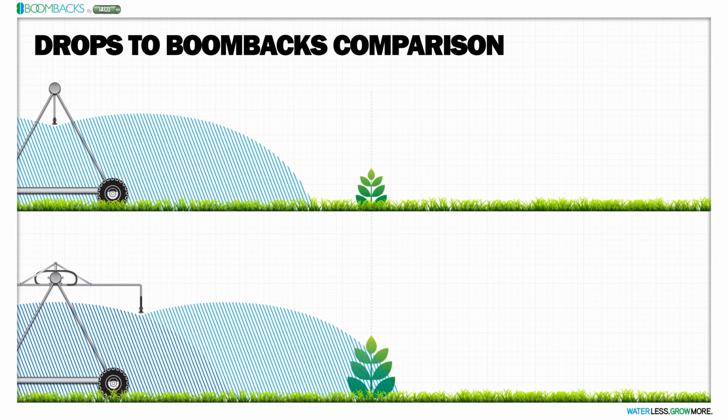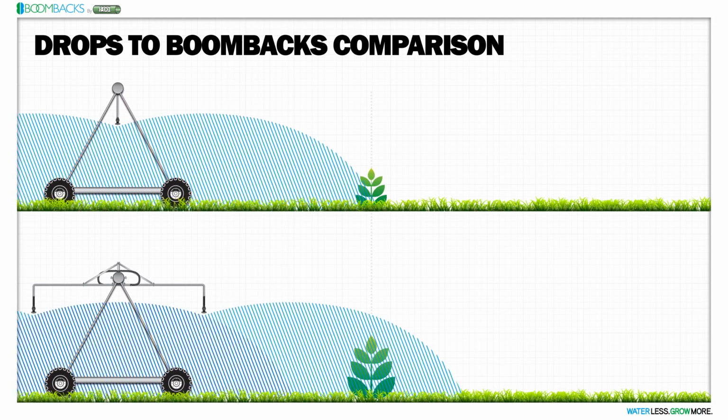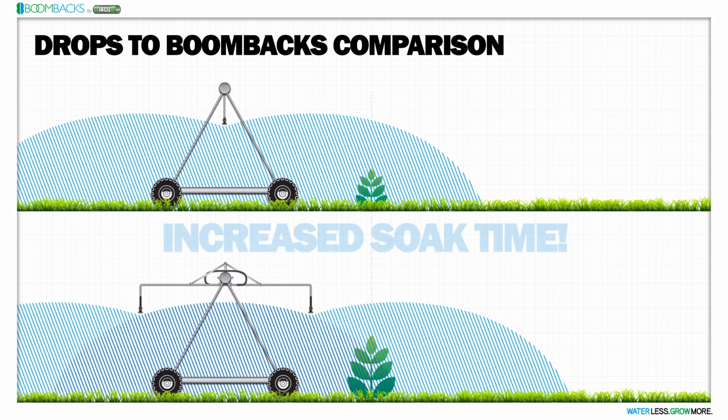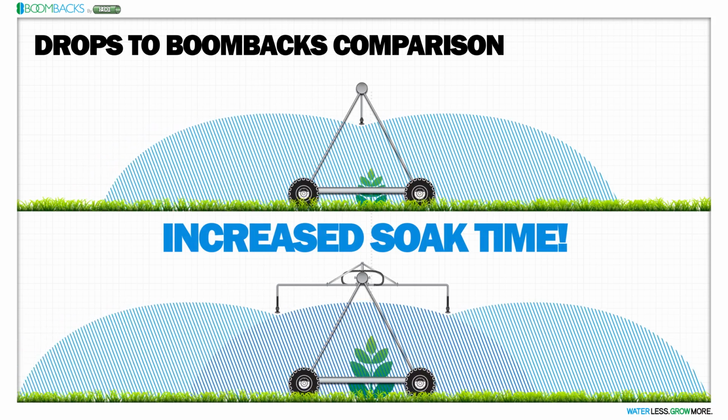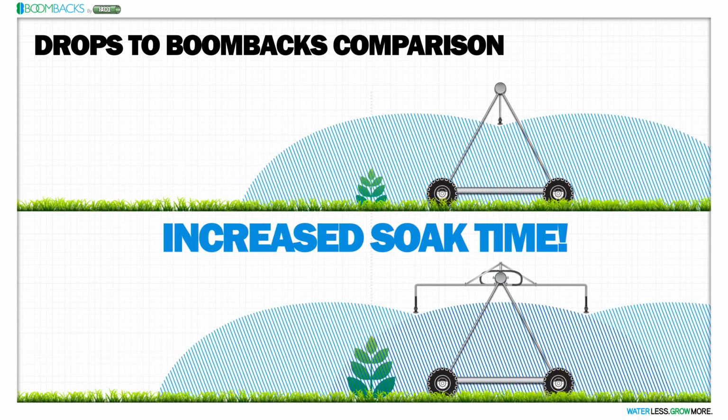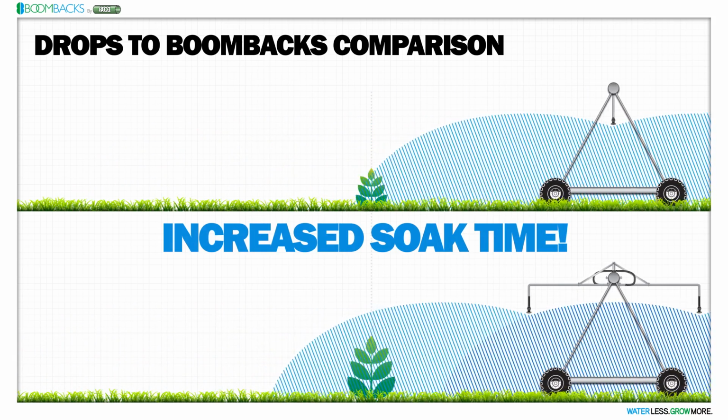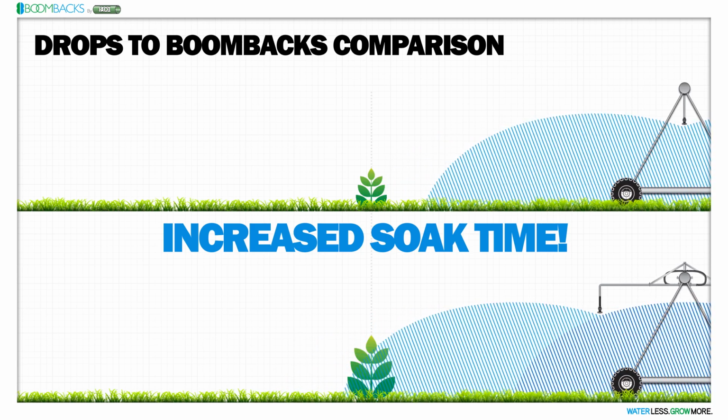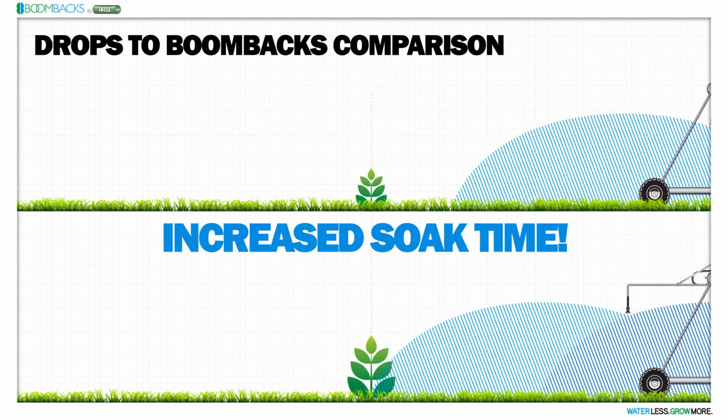This animation of the two cutaways moving at the same speed demonstrates how Boombacks increase the amount of time it takes to put on the same amount of water. You can see how it takes longer for the Boomback spray pattern to move past the same point as the traditional drop spray pattern. By using Boombacks to create a larger wetted footprint, we have increased the soak time.